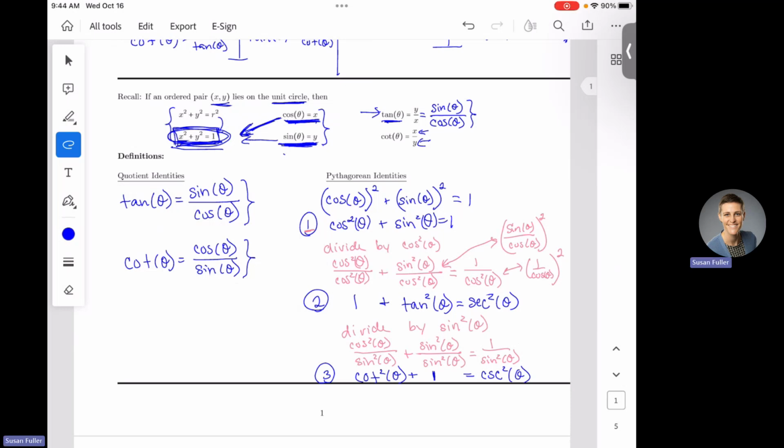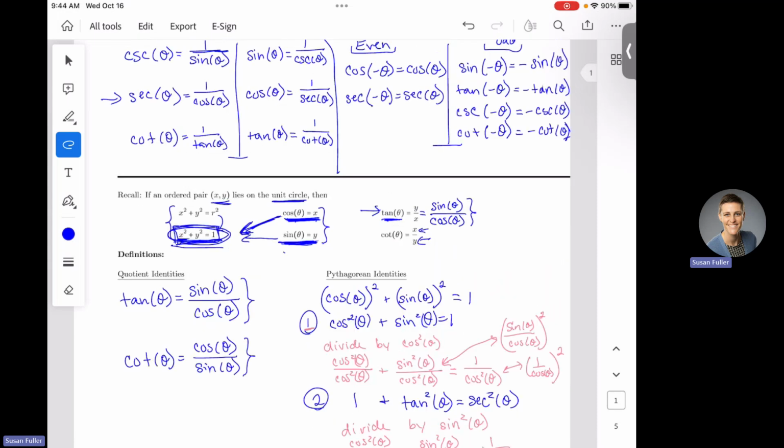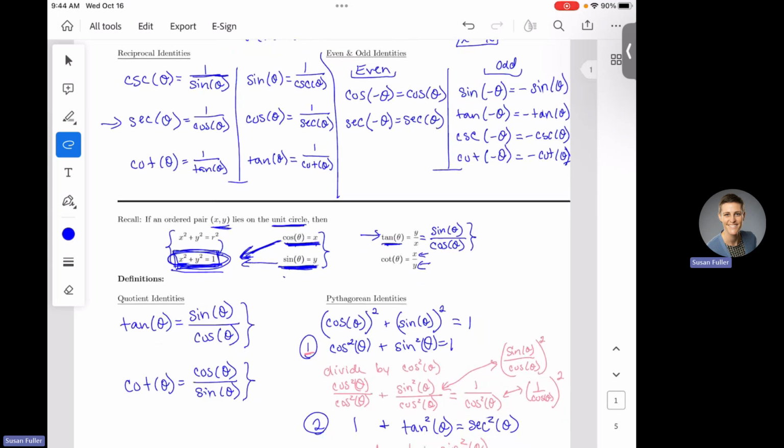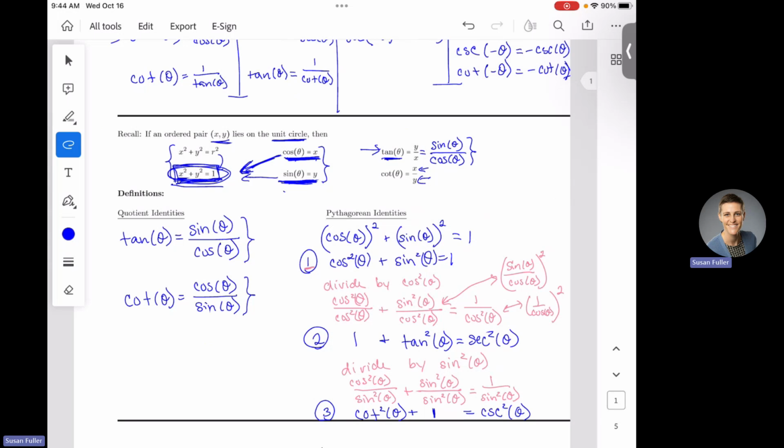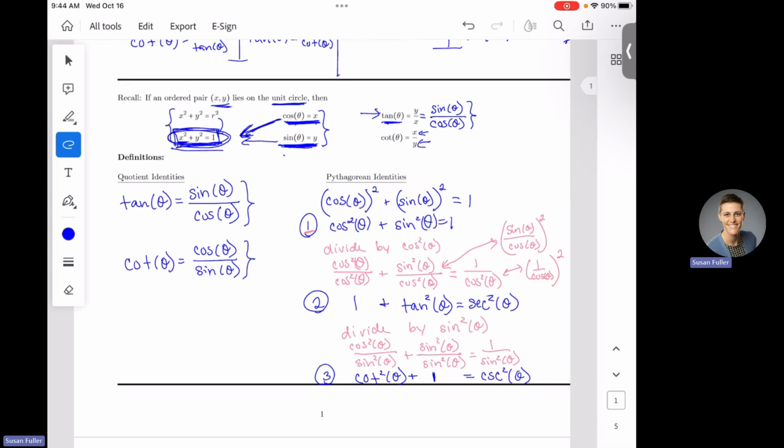Okay, so these are all of our first sets of identities. Again, you are going to have to memorize all of these: your reciprocal identities, your even and odd identities, your quotient identities, and your Pythagorean identities. You're also going to need to know which one is which, and tell me if you're using this identity that you used a quotient identity. We'll get into that a little bit, but I also want you to make sure that you know which of these identities falls under which heading or title.